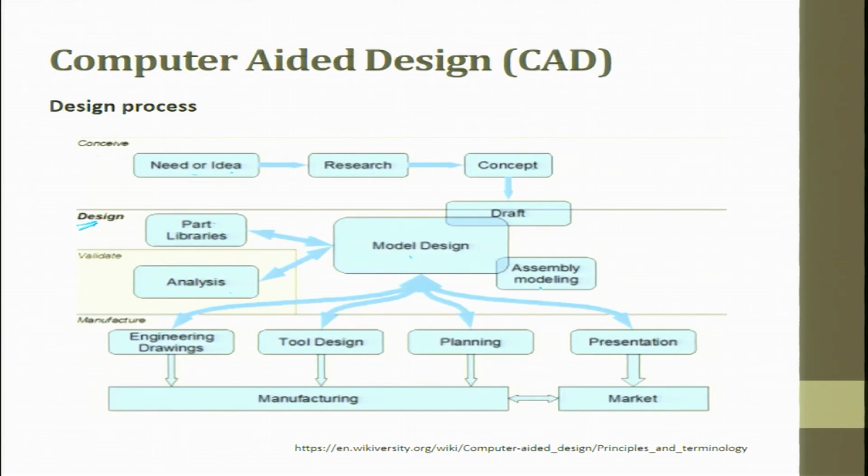You will also have assembly and then drafting. Okay. Engineering drawing. So, in the model of design you will have engineering drawing, tool design, planning and presentation. All these things are attached to that model design. So, tool design, planning and engineering drawing are given to manufacturing, presentation is given to marketing. So, this is how a computer aided design process works. These are the main subdivisions: conceiving, designing, validating and manufacturing.